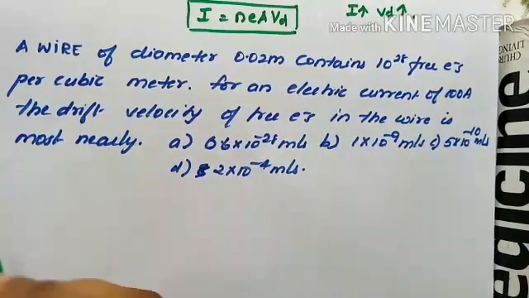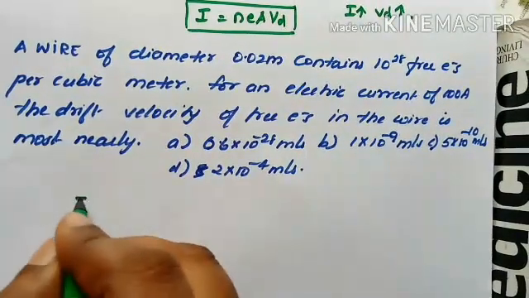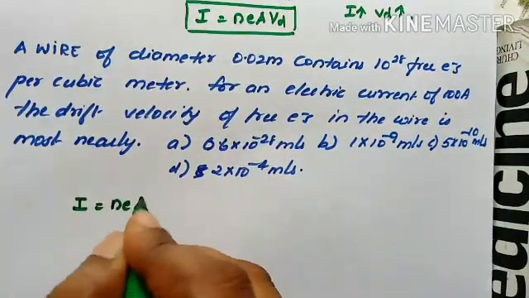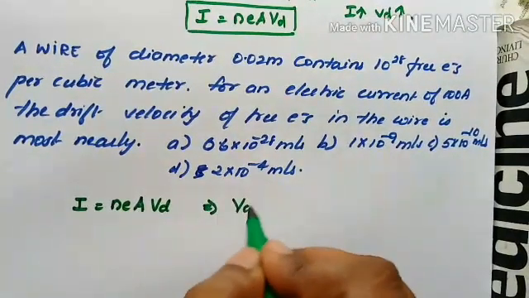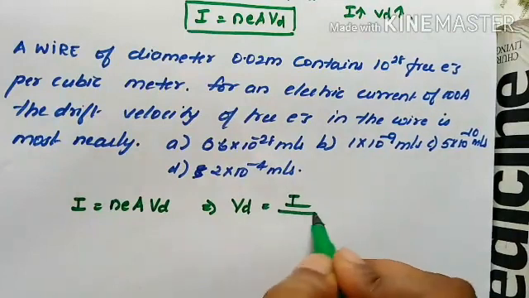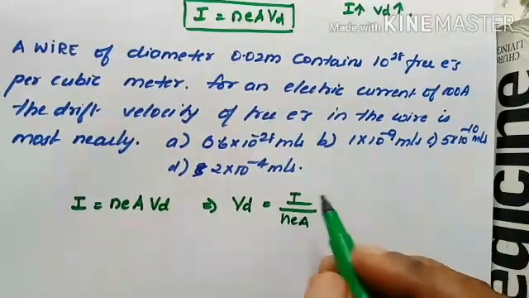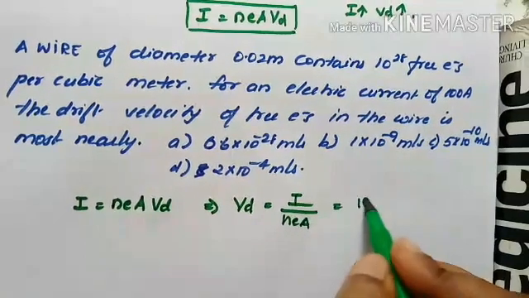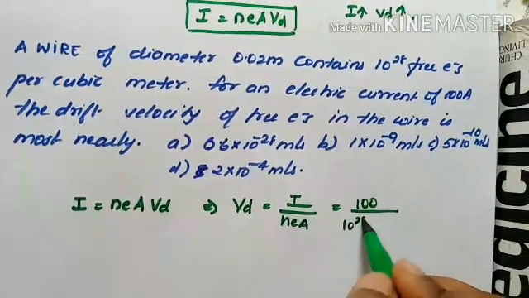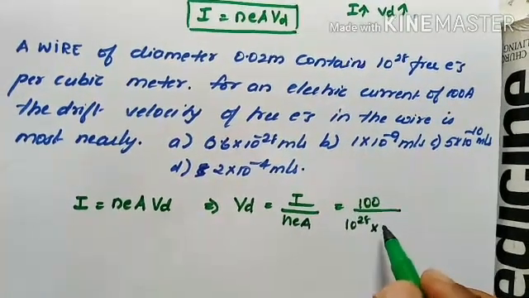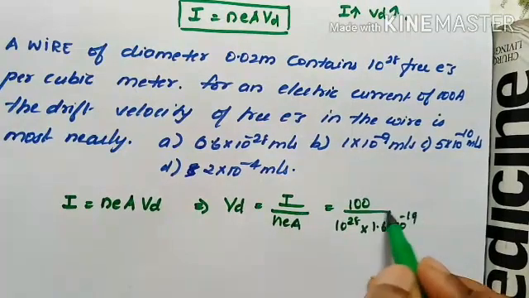So how would you solve it? It's very easy by using the above expression. You will write I is equal to NEA VD. So I can also write VD is equal to I divided by NEA. How much is current given? It is given as 100 ampere. And the number of electrons is given as 10 to the power 28. What is the charge of an electron? It is 1.6 into 10 to the power minus 19.